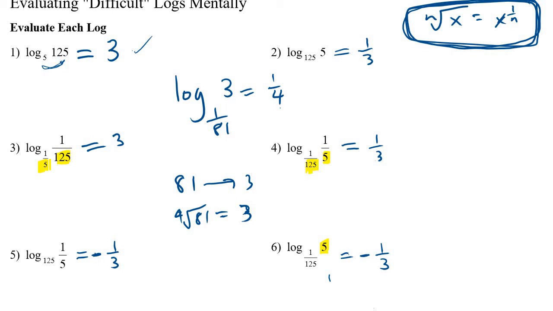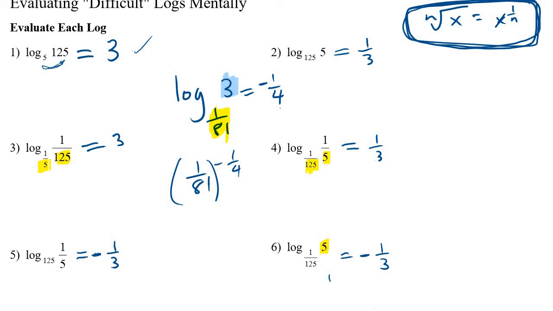But one of the numbers is a fraction. The other one is a whole number. So my answer will not just be 1/4. It will be negative 1/4. So the answer to this is negative 1/4. All right, so I can prove it by raising 1/81 to the power of negative 1/4. Then I need to flip the inside. That will be 81 to the power of 1/4 and take away the negative. And then the 4th root of 81 is just 3. So it works.